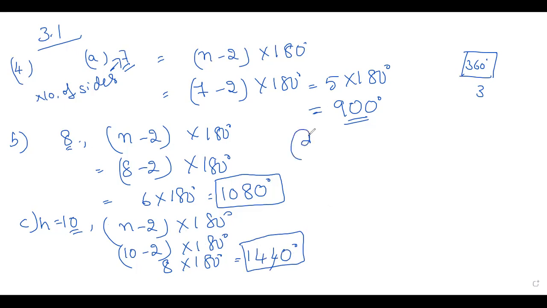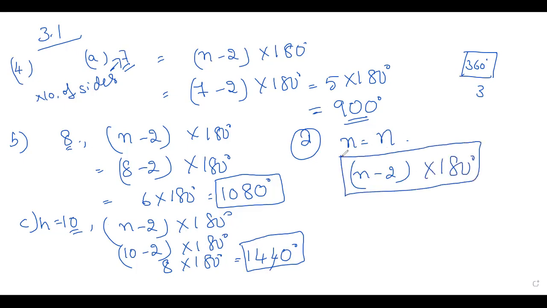Now last one. Number of sides is equal to n. So this is the general formula, children. So how will we write this? N minus 2 into 180. This is the general formula to find the total sum of all the angles of a polygon.